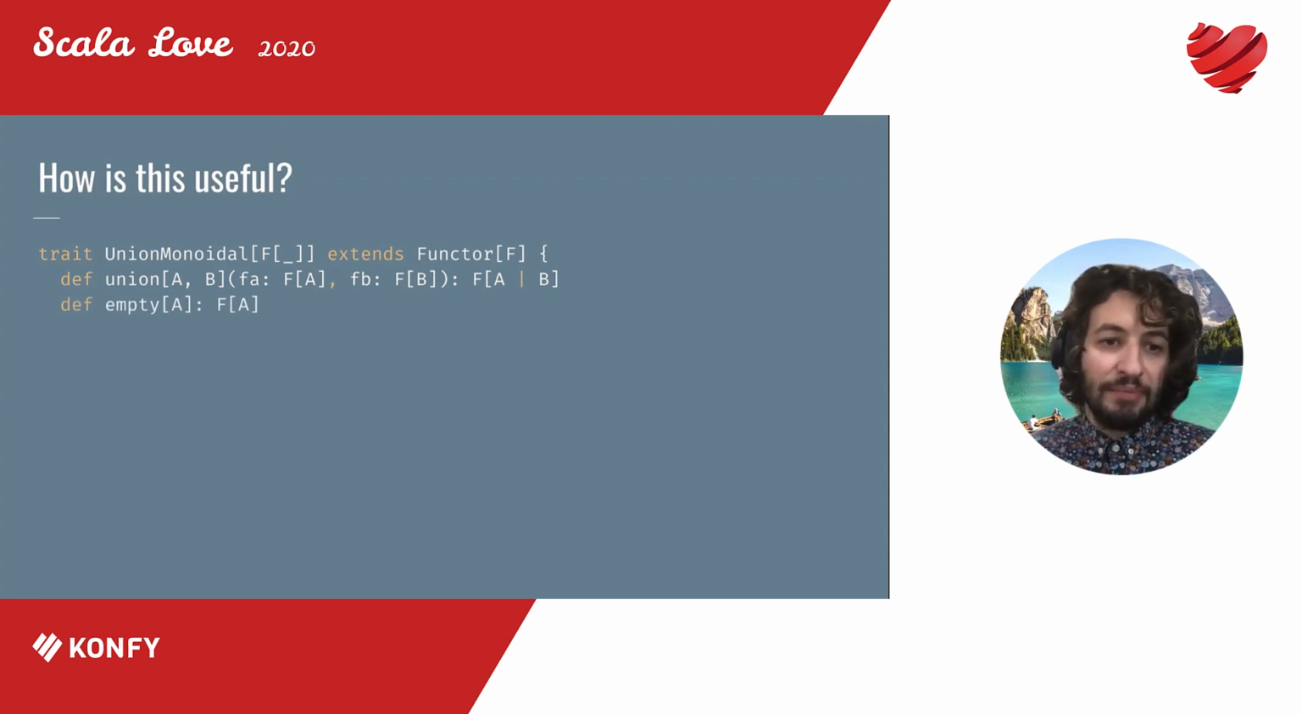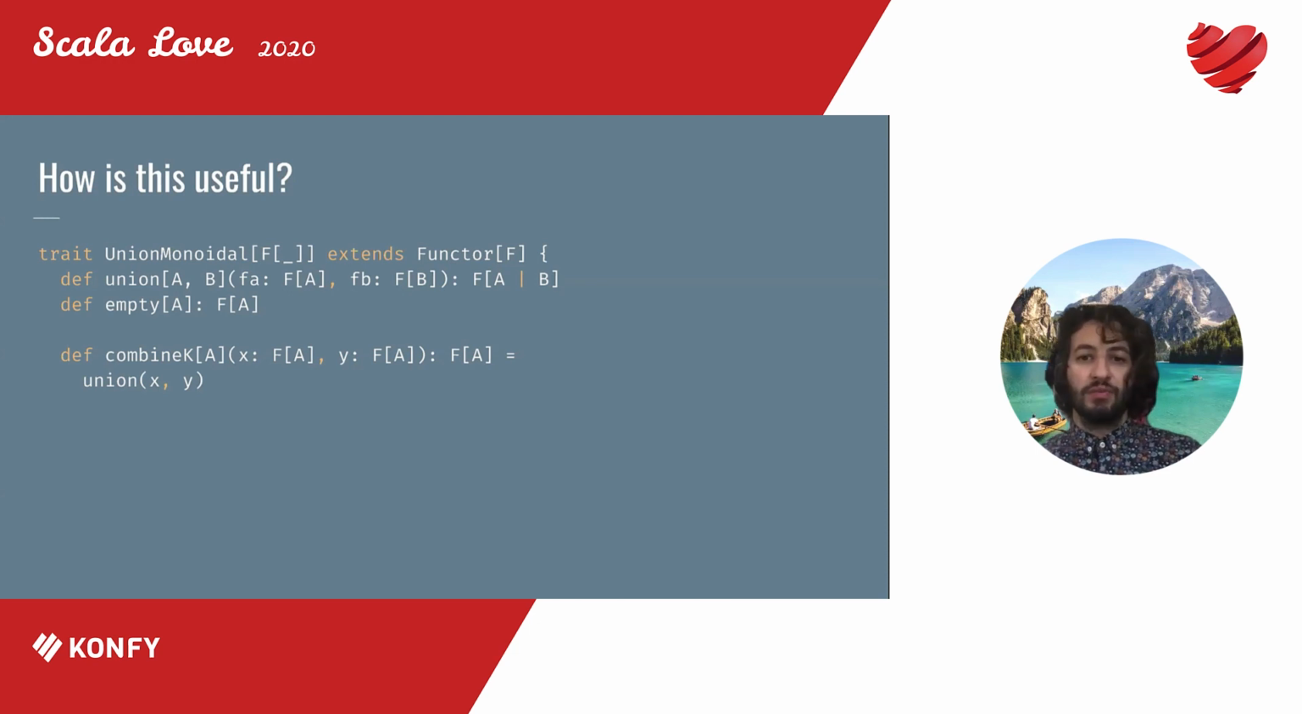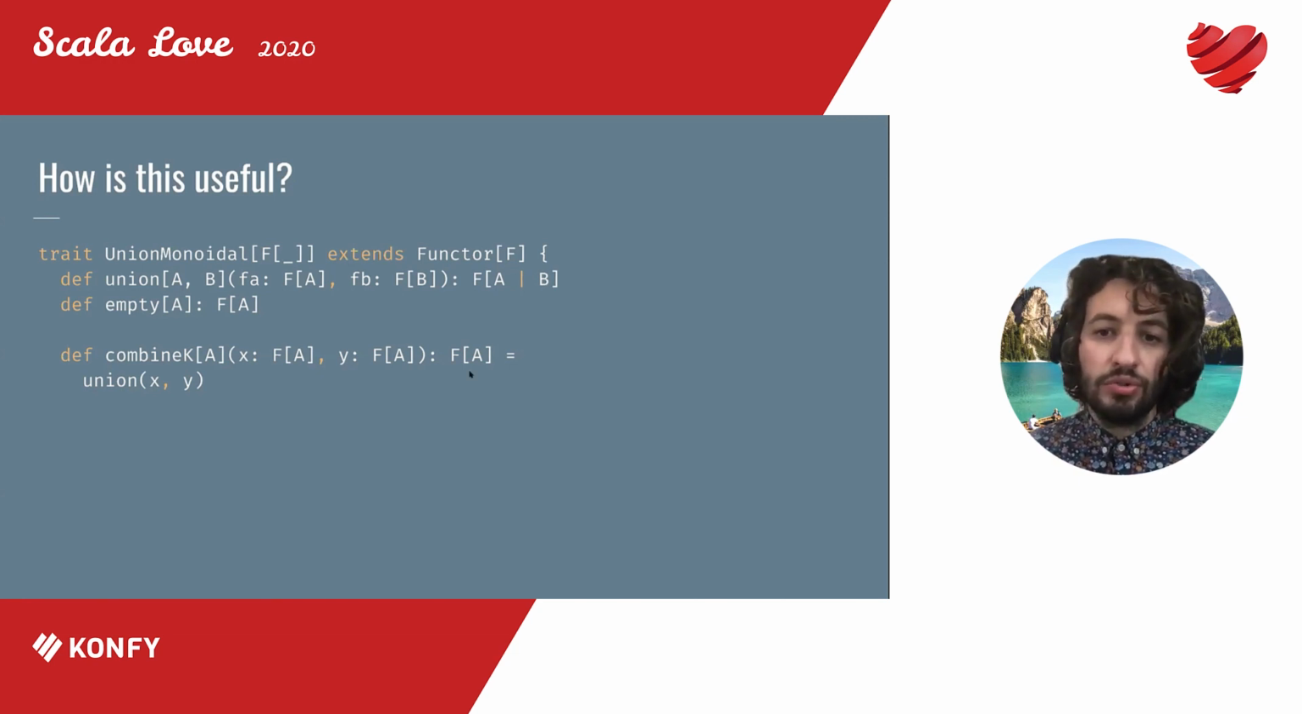And with something like empty, again, which is akin to nothing. And then combineK, which is really cool to me, is just the union of X and Y, right? Because if you think about it, we have an F of A and an F of A. If we use union on these two, we would get an F of A union A. But as we know, A union A is exactly equal to A. And so combineK would just be a specialization of this union function.